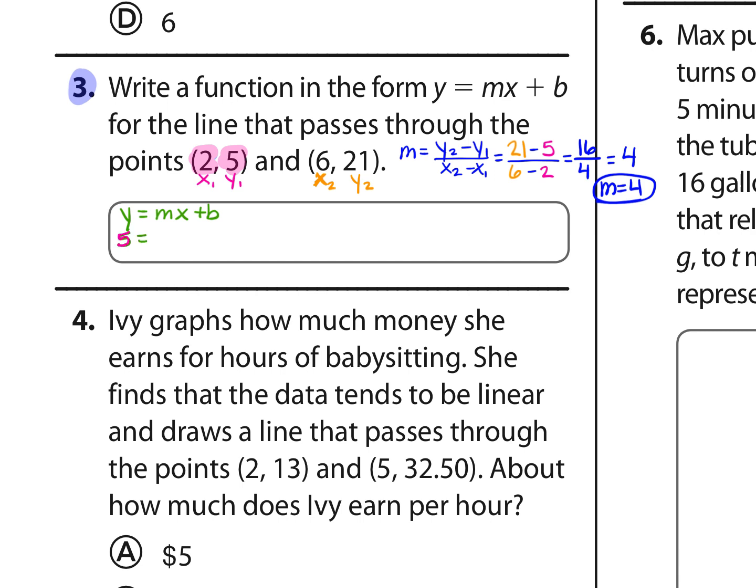Equal m is 4 times x, which is 2. And we don't know b. We're going to solve for b. So we'll simplify. 4 times 2 is 8. We'll subtract 8 from both sides in order to get b by itself. And we get that negative 3 is b.